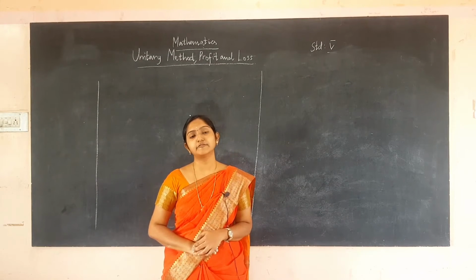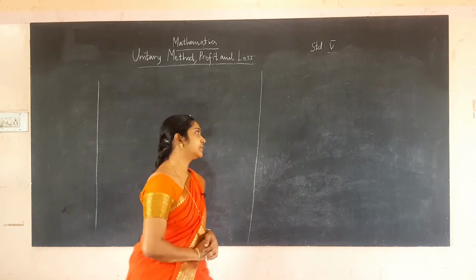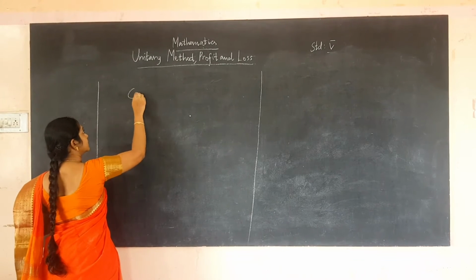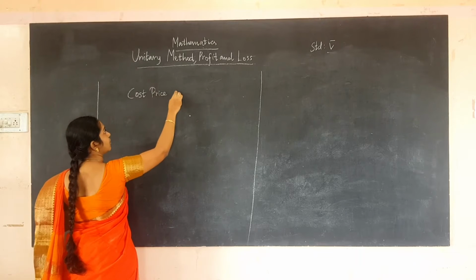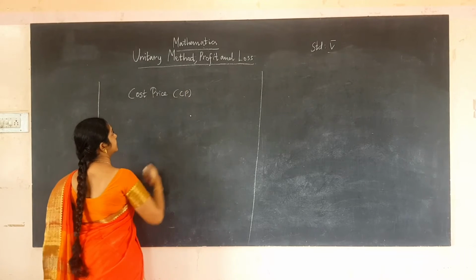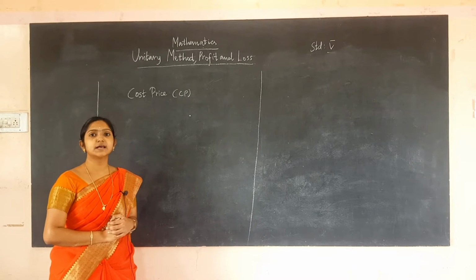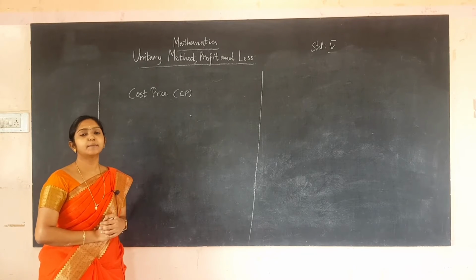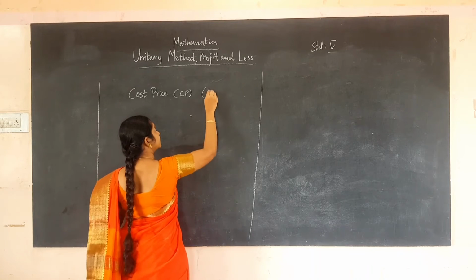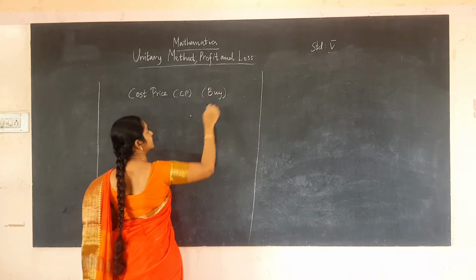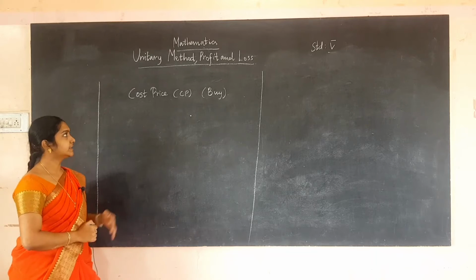Before knowing about profit and loss, we have to know about cost price and selling price. Cost price. In short, we call it as CP. Cost price is the price that is spent to buy a thing. Cost price is the amount that is spent to buy a thing.